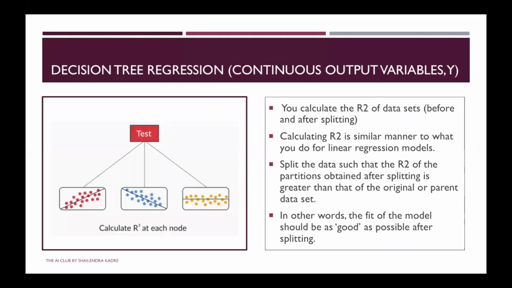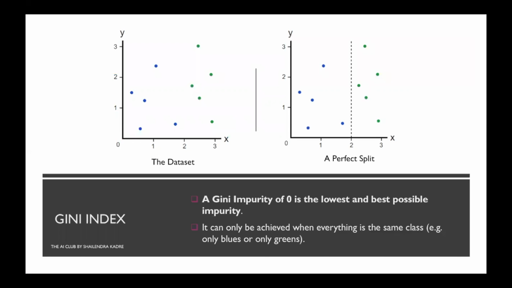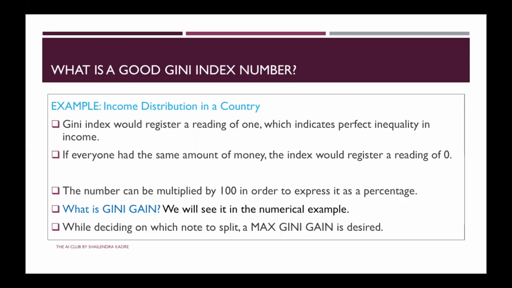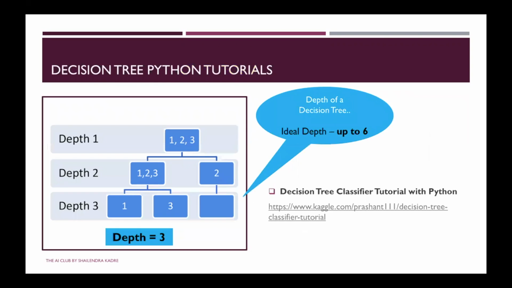I hope you were able to understand the theory of the decision tree and the various measures like entropy, information gain, Gini index and everything. We will dig further into these concepts when we go through the hands-on.